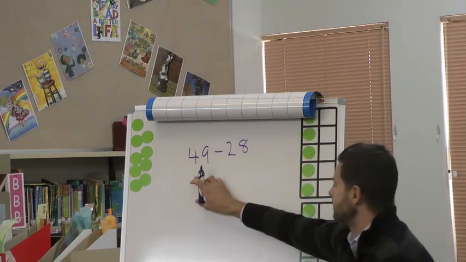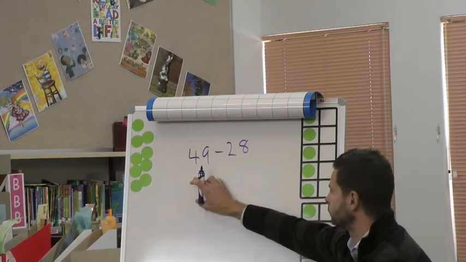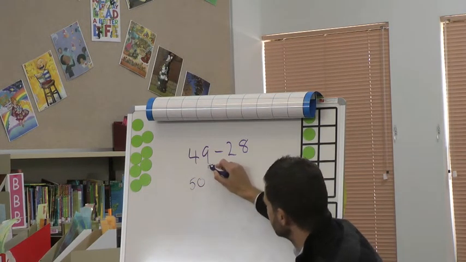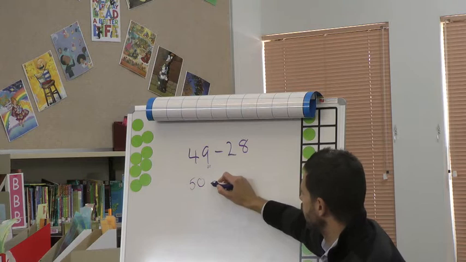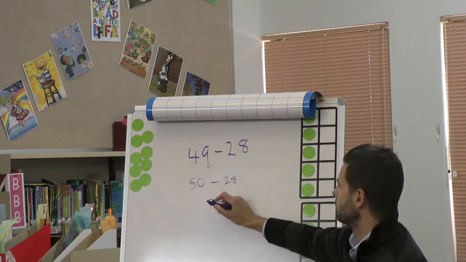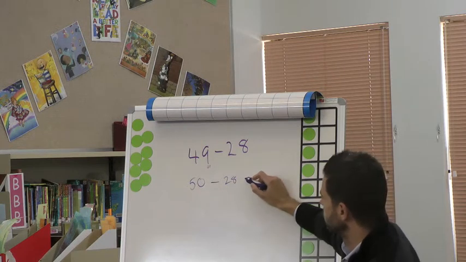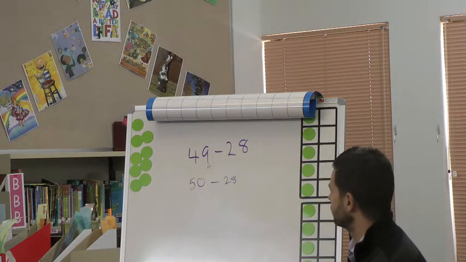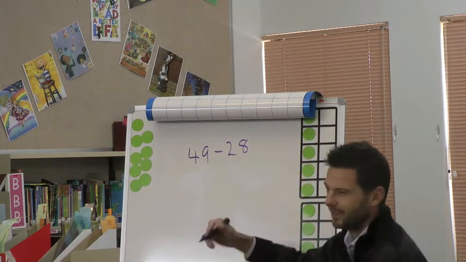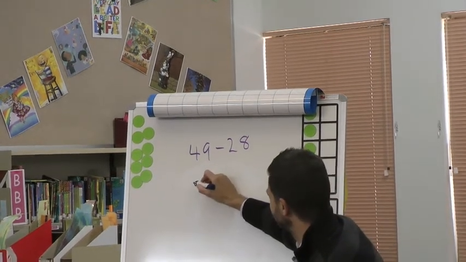If I try to make this 50, I have to add 1 onto that. And then 50 take away 28 is going to give me the 22. No, I'm confusing myself here. That wasn't the one I was doing. See, it throws me in this strategy.